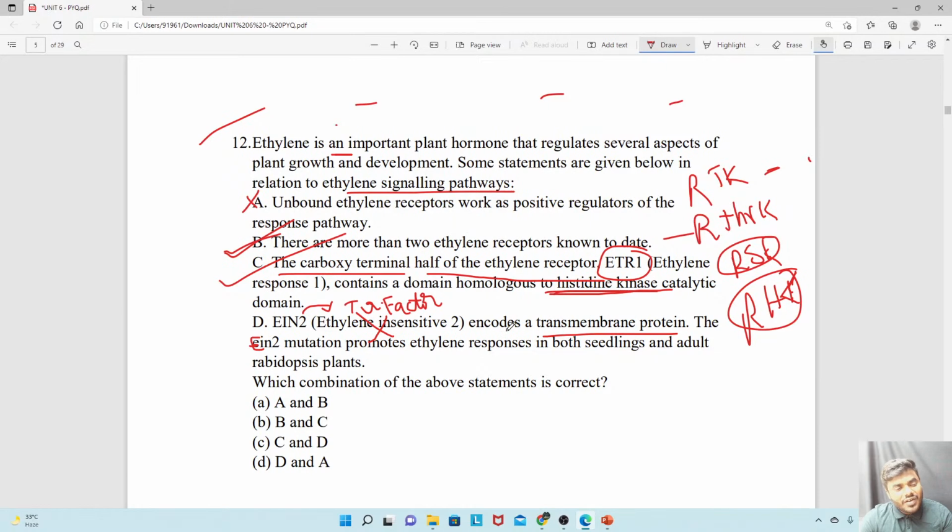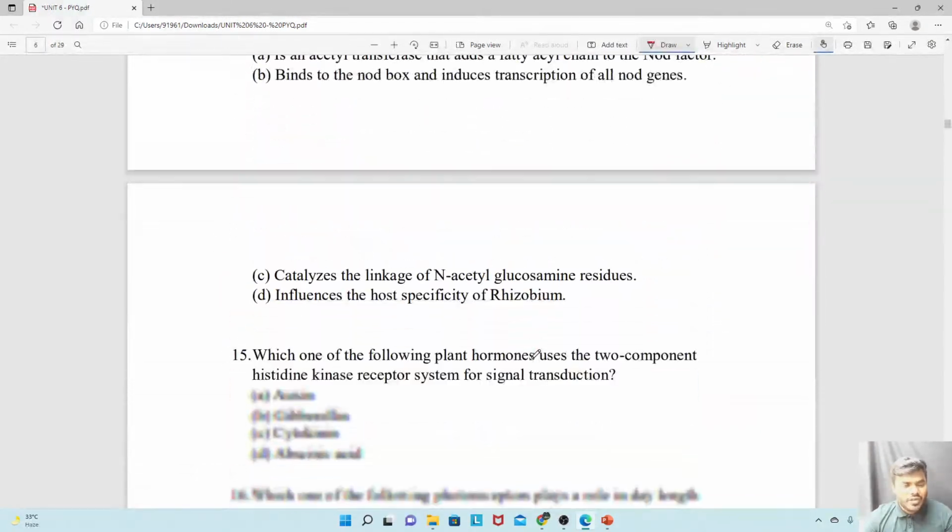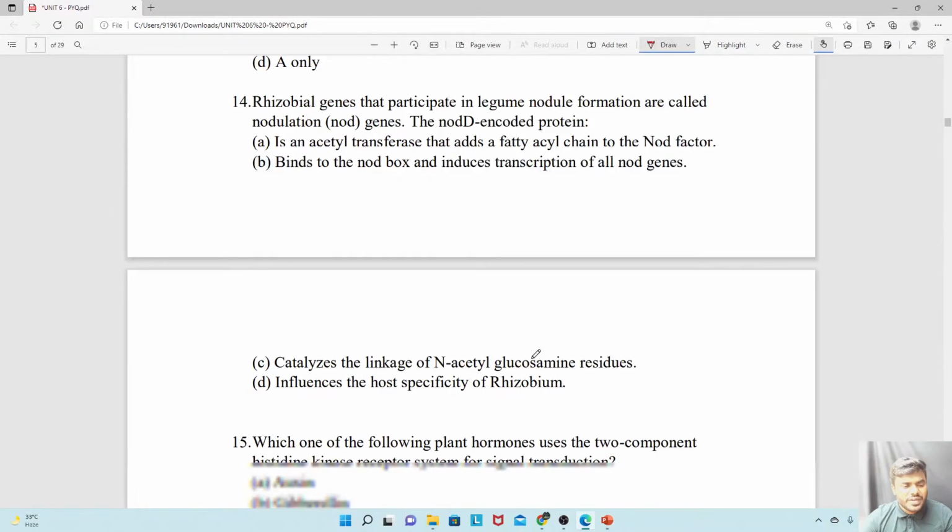But they said E1N2 can encode for a transmembrane protein. Not at all. It is not involved in coding for a transmembrane protein. It is a transcription factor, and it enters inside the nucleus. Option D is wrong. Option B is a correct statement. Option C is also a correct statement. Hence the correct answer will be B. Perfect. Let me know if anyone has any kind of doubts, please ask me.